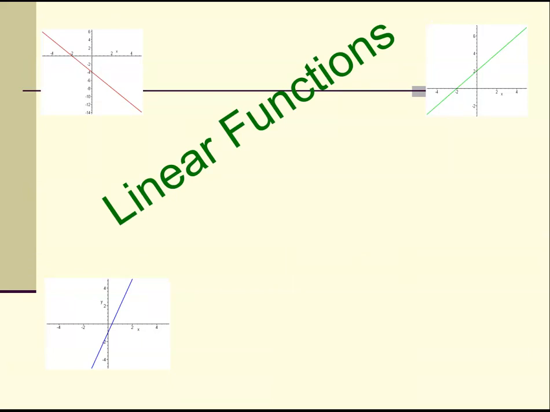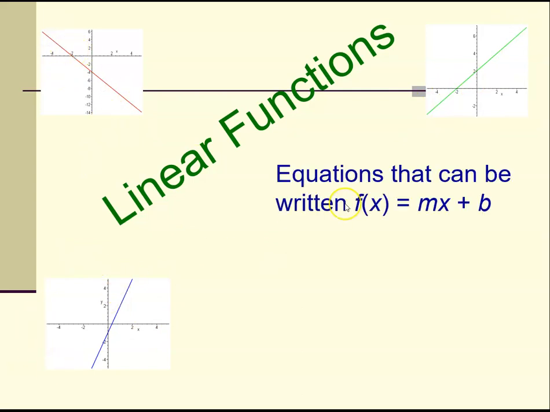Okay, linear functions. So we have the positive linear, which is increasing, and the negative one, which is decreasing. It will be formed of f(x) = mx + b, or we say y = mx + b, where f(x) is also equal to y.